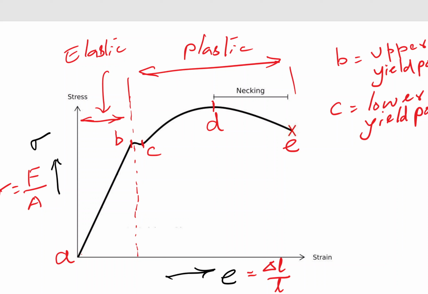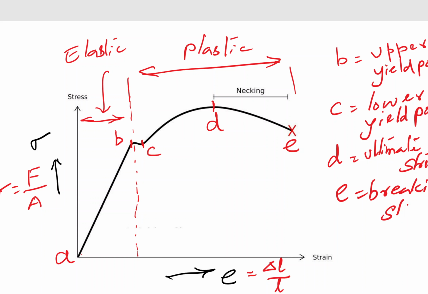Okay. Then what I have got? I have got D. So D is ultimate load. Understand? Ultimate stress, or even we call it strength. Okay. And E is what? E is breaking point. Okay, breaking stress.